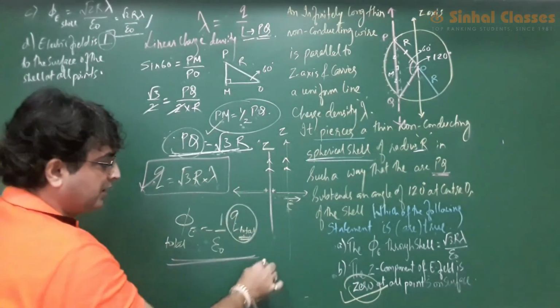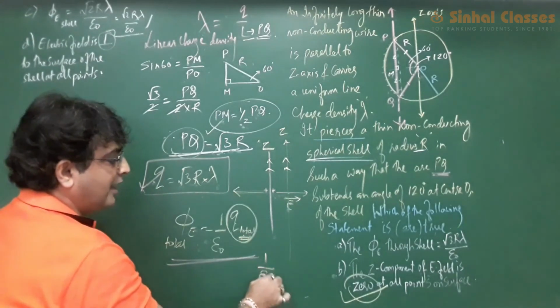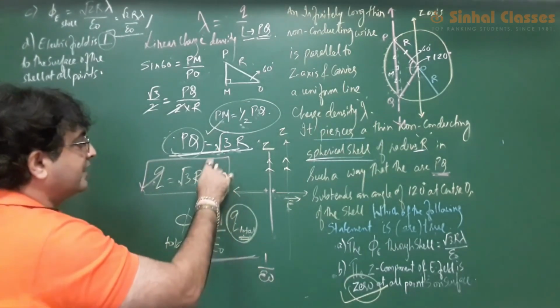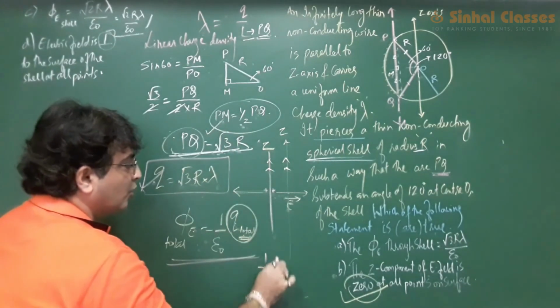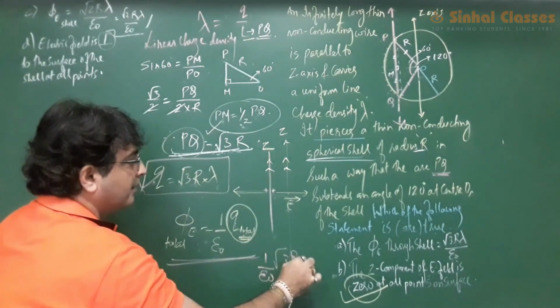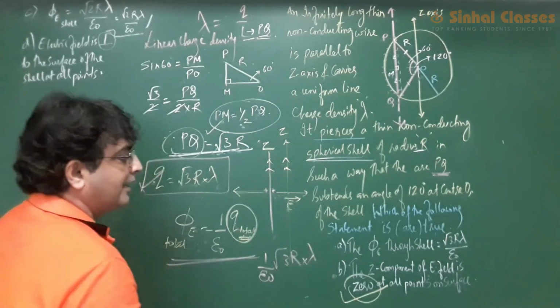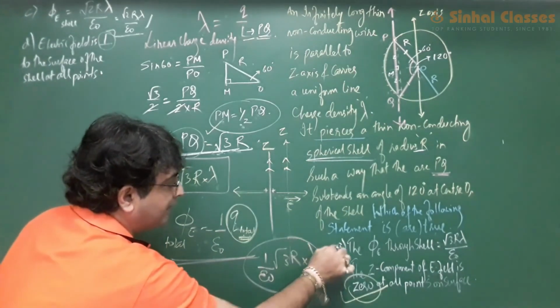So now what's the answer? 1 upon epsilon 0, students, times the total charge, which is √3 into capital R into lambda. Have a look at this and have a look at option A.